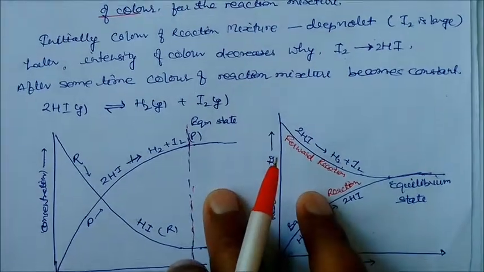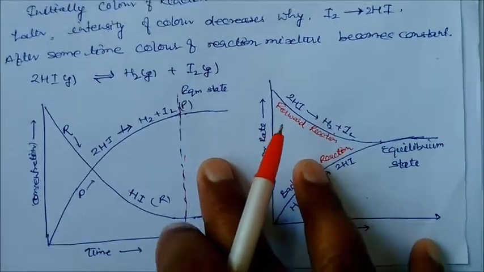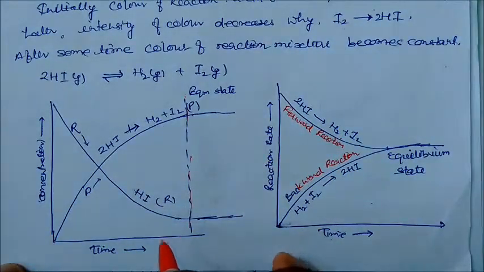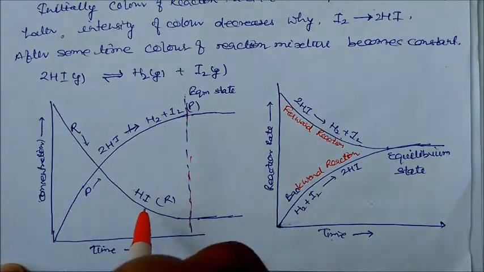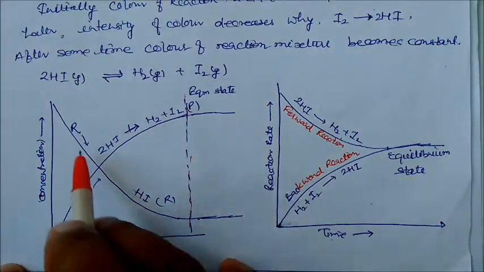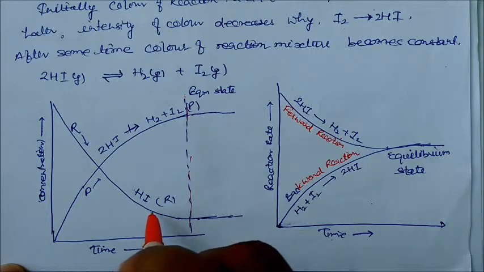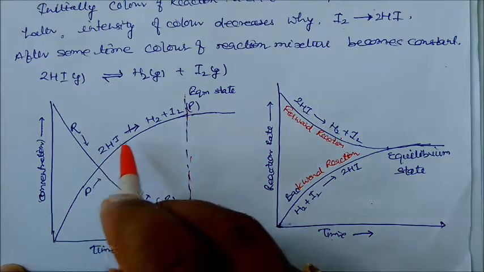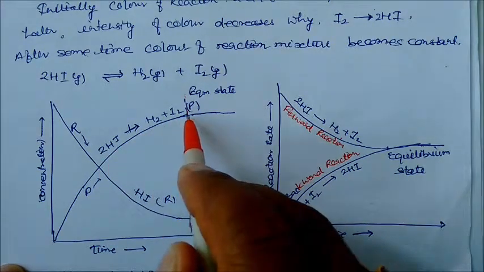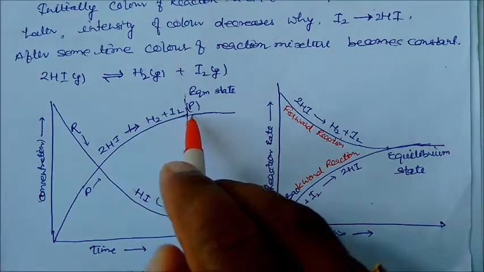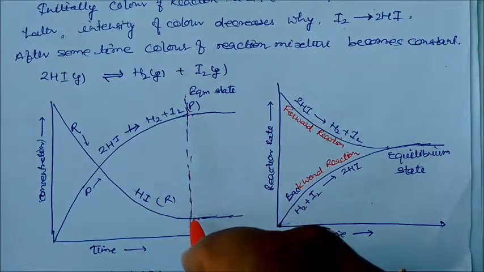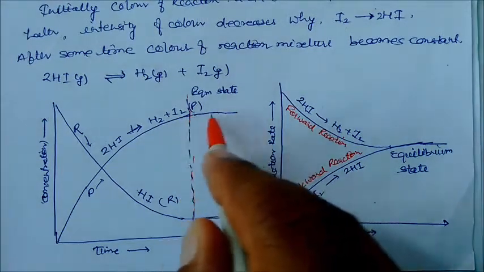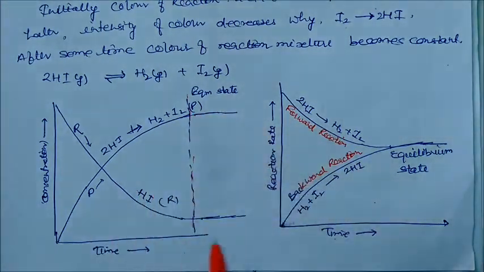We can see this from the graph here. I have given these two graphs: this is the concentration and this is the time. The reactant HI is decreasing, and the same amount of product will increase. After some time they reach equilibrium: HI is converted into H2 plus I2, and H2 plus I2 is also converted back into HI. So these two reach an equilibrium state.